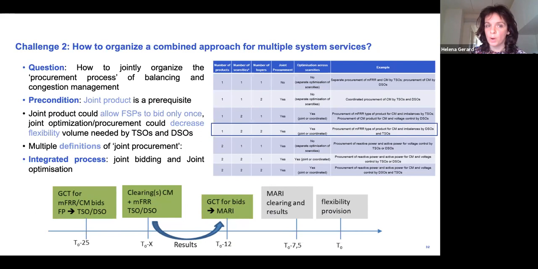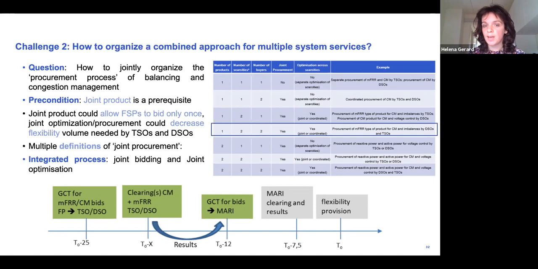But you can take it one step further and not only have common products, but even also look for a common process for optimization and procurement of flexibility by TSOs and DSOs. And there you see on the right that we have looked into many options or developed many options that are possible, because joint procurement is not just one concept. There are many, many options, going from something relatively loose where you just coordinate the process in terms of timing to something very, very connected, where even the optimization of the needs of a TSO and a DSO are jointly done, including procurement, but also activation and settlement. So you see an entire chain of integration possible, and that's also something that we discussed within EU-SysFlex.